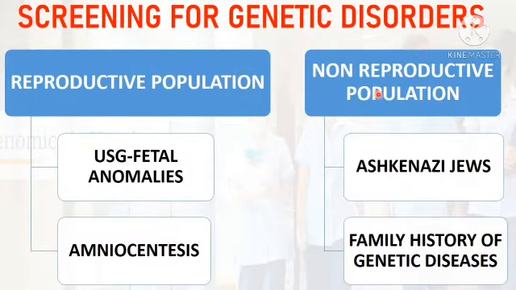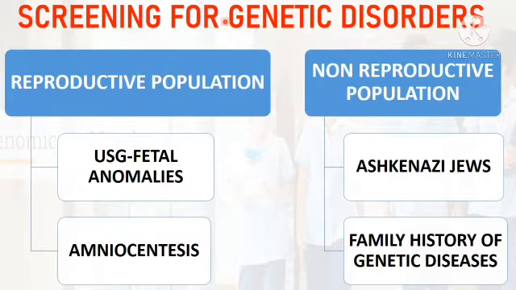Then there is the non-pregnant population, like males and other children. We have to screen a population which is at high risk of a genetic condition. Like Ashkenazi Jews, who are more prone to some storage disorders like Tay-Sachs disease. So we have to screen Ashkenazi Jews for Tay-Sachs disease. If we screen them at an early age, we can prevent the disease severity. We can also screen families already having a history of genetic condition.